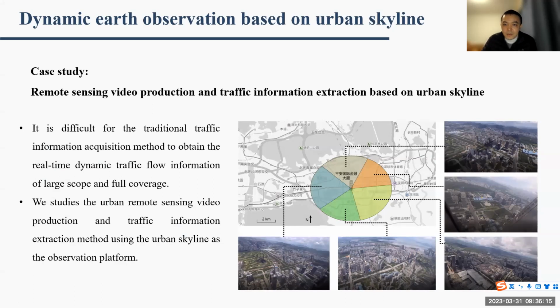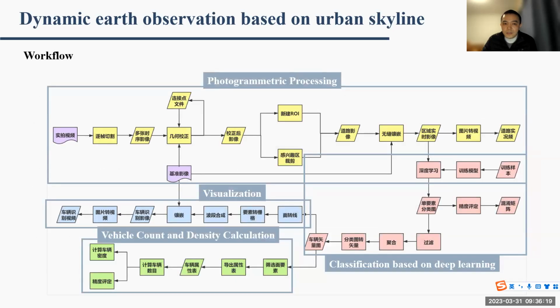Financial Center. This is the general workflow. To process this data, we also applied a regular photogrammetric processing, and we do a classification using a deep learning network, and then we use the classification result for the vehicle count and density calculation. After that, we do the visualizations.